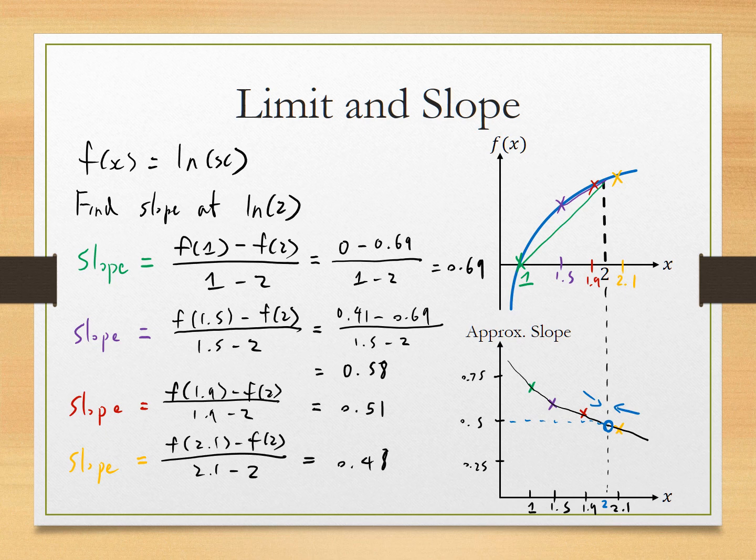And that's, in fact, the slope of log 2. The slope of log 2 is half, 0.5. So the approximation is correct. Our guess is correct. The trend does tell us the correct slope.